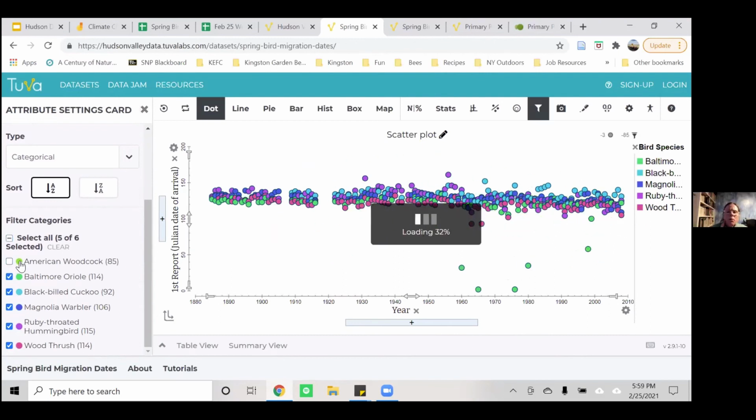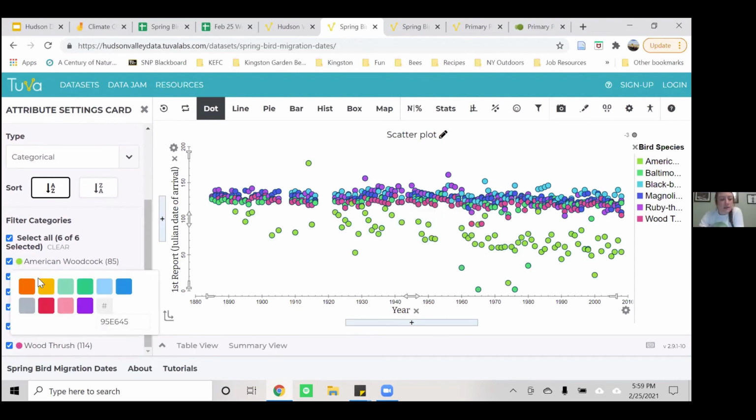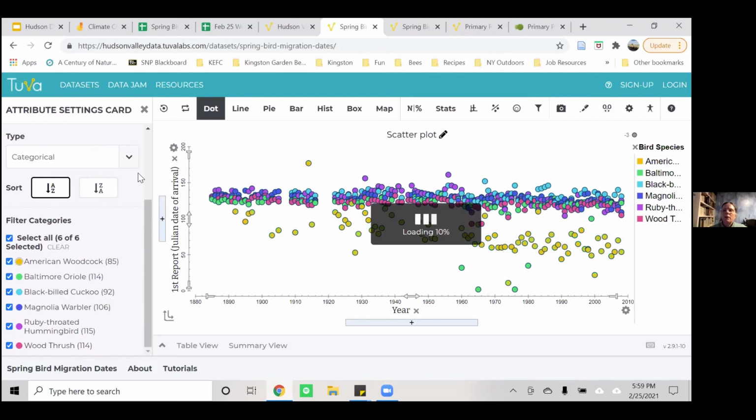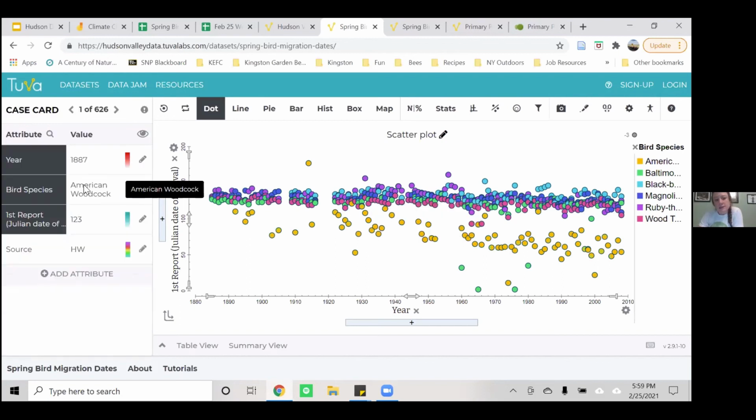Wait, I missed how you got the separate bird species. Oh, hang on a second. Let me just change this color and then I'll go back and show you. Sorry. I'm happy to show that. Hang on, let me just move the Zoom thing. Okay, so all I did was click on bird species, and then it just popped up on the right and labeled all the bird species for me. So you don't have to drag it anywhere, you just click on it, and then it should pop up.